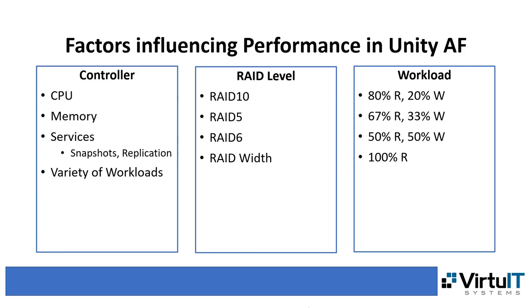What RAID level I choose will also impact performance. We've been talking about mirroring RAID 10 and RAID 5 and RAID 6 and the width, and I'm going to give you some examples of how that changes performance too. And we're going to take a look at workloads, right? The 80-20 workload, which is very typical, 80% reads, 20% writes, but you might have environments that have more aggressive writes, like 67% read and 33% write, or maybe even 50-50. And then I'm also going to show you what a 100% read environment looks like too.